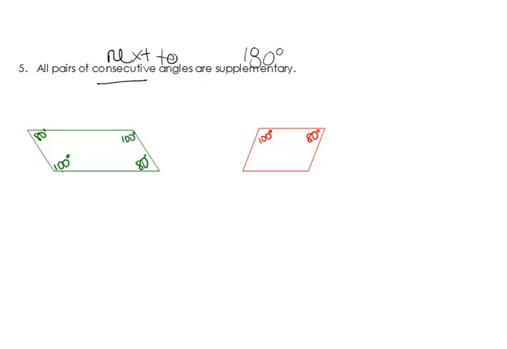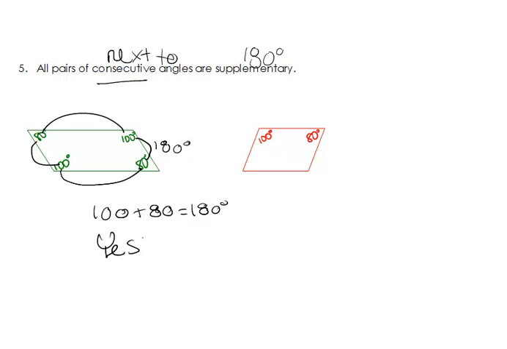Okay, so if we look at this example, say the 2 bottom angles, 100 plus 80 degrees is 180 degrees. So those 2 consecutive angles are supplementary. The same pattern exists on the right side, 100 plus 80. 100 plus 80 on the top, 100 plus 80 on the left. So every pair of angles that are next to each other adds up to 180 degrees. So this one is yes.